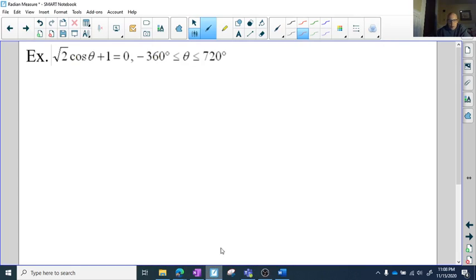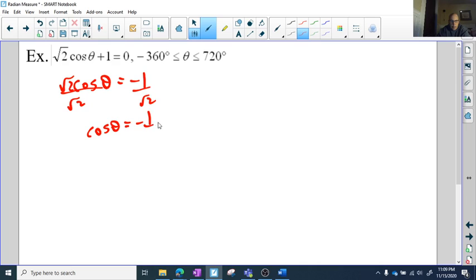Now, sometimes you may have to do a little bit of extra work. This is still linear because your trig ratio is to the first power, but it's not isolated like it was in the first two. So you just have to do a little bit of rearranging first. I'm going to take the plus 1 to the other side, get negative 1, still have your radical 2 in front, then divide both sides by radical 2, and you're down to cosine theta is negative 1 over square root 2.